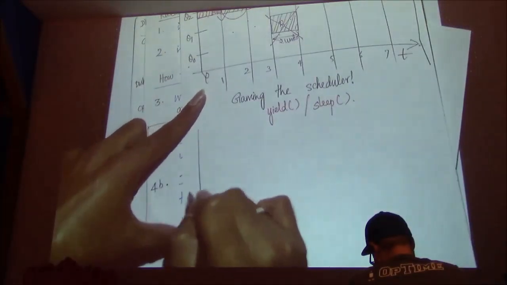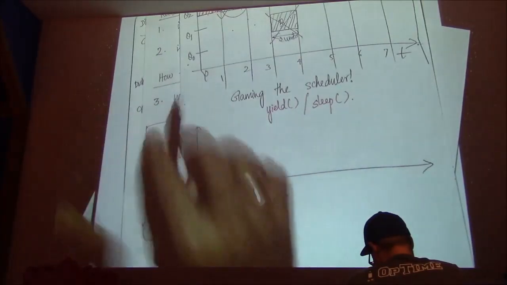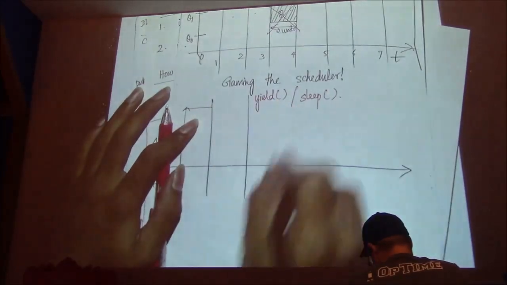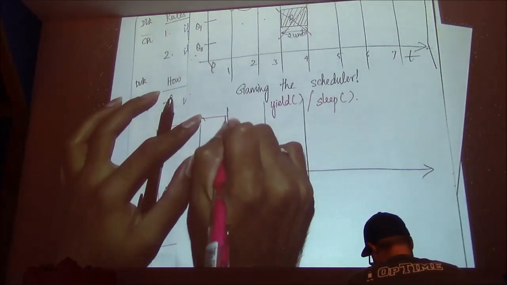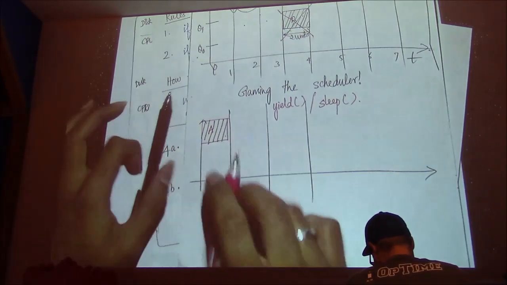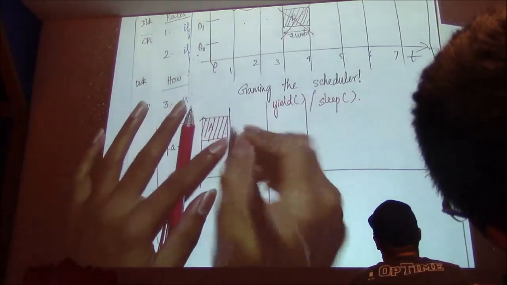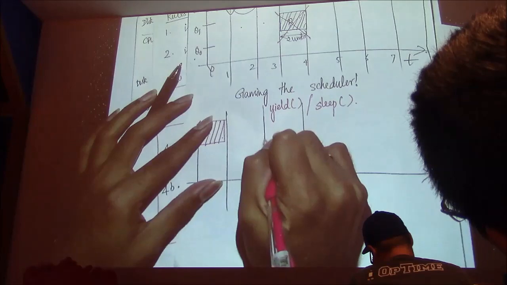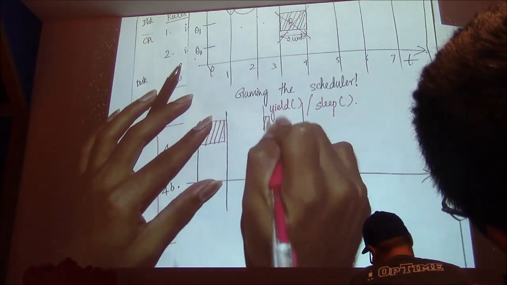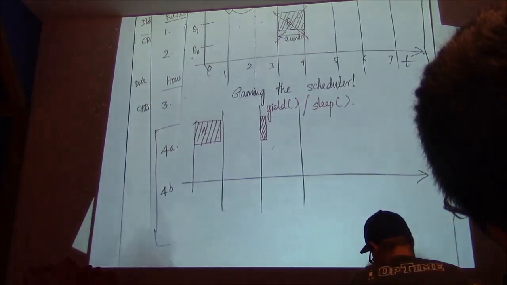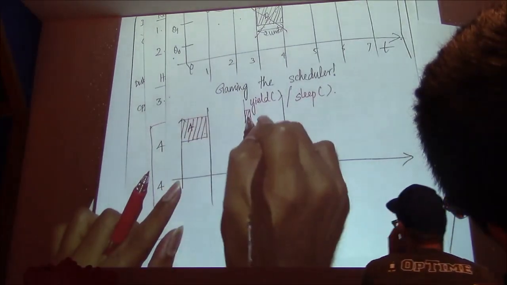So the poor process A, now what will happen is it will start running here. Let's assume the time units are here. It will start running here till here. But since we have modified our scheduler, the next time it gets to run, let's say somewhere here, it just gets to run for the remaining time here. That's it. And then it is going to be bumped down to the lower priority. So A is here, then A is here.